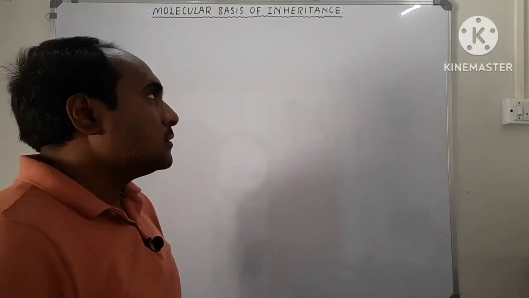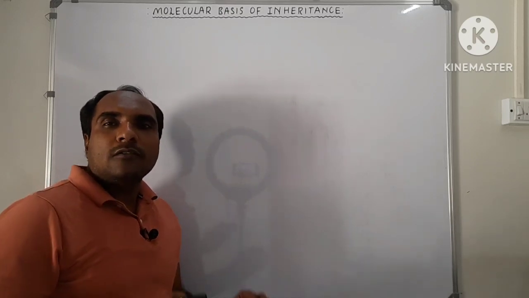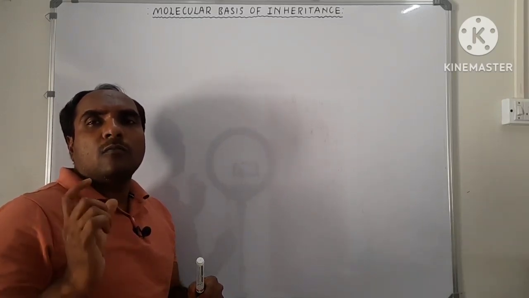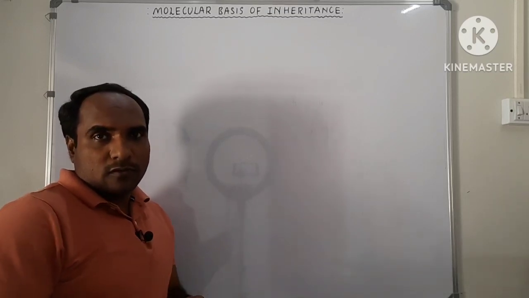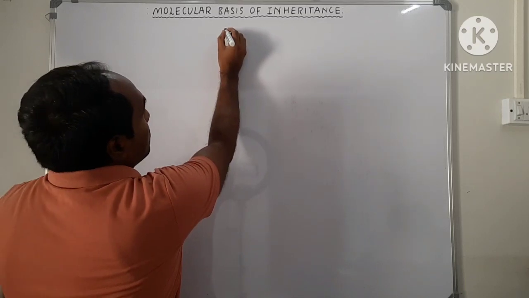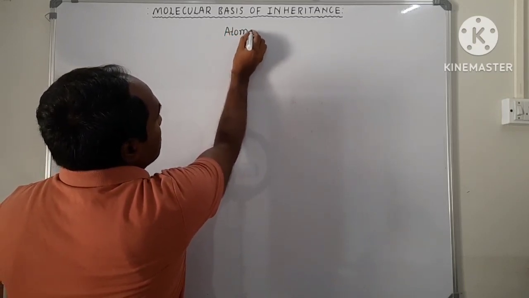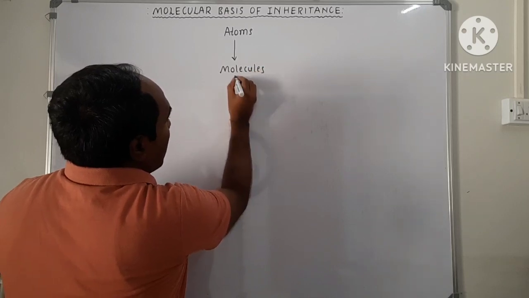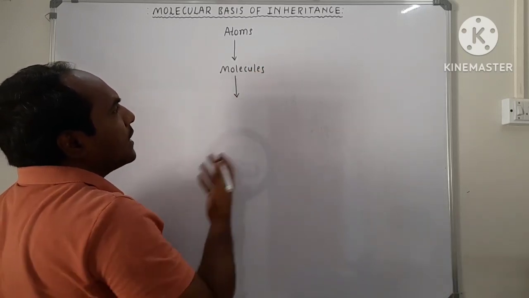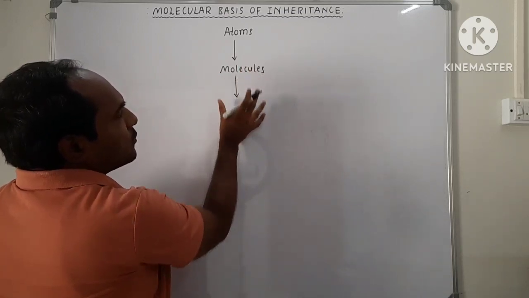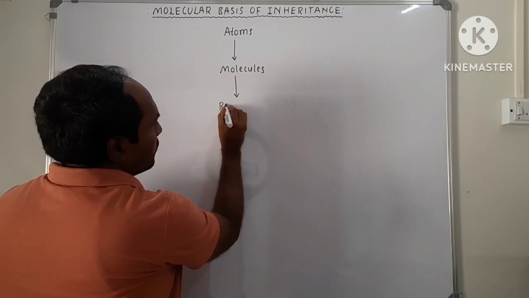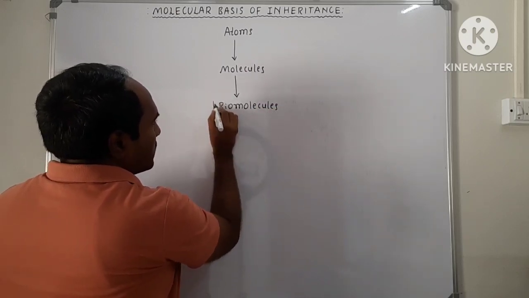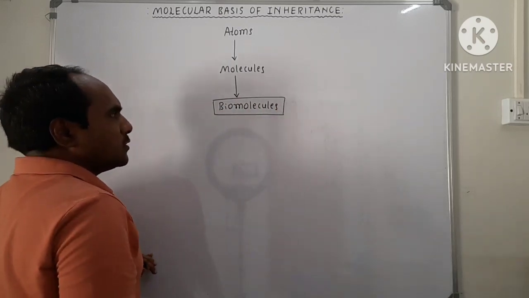Okay, my dear students, today we are going to discuss the molecular basis of inheritance. Before studying this, we must discuss biomolecules and the types of biomolecules. We know that atoms combine together and form molecules, and some molecules combine together and form the living organisms. The molecules which make the living organisms are known as biomolecules. We have already studied biomolecules in first PUC.